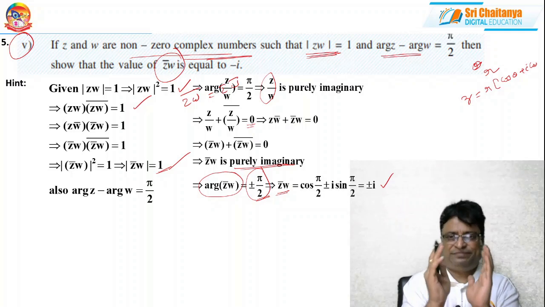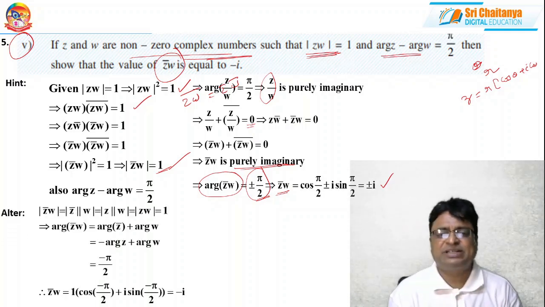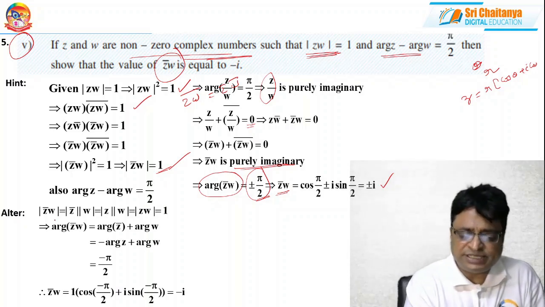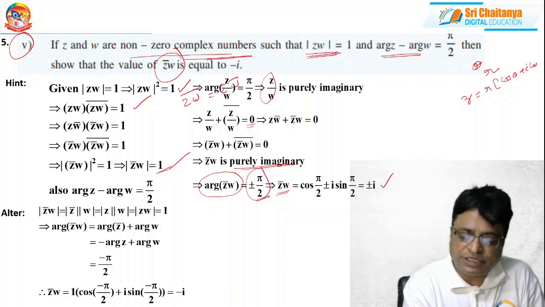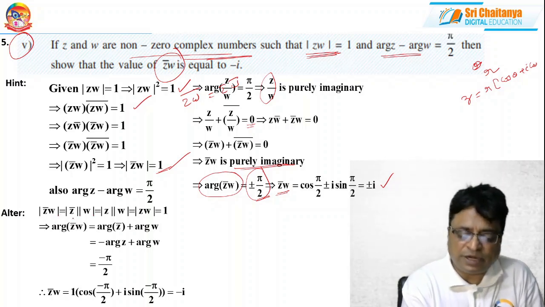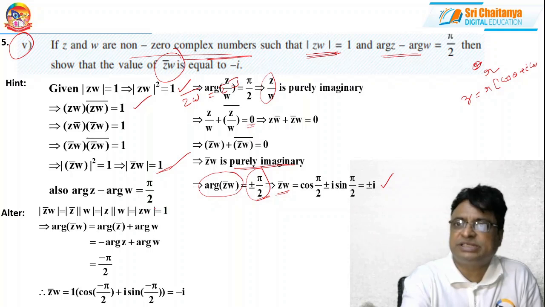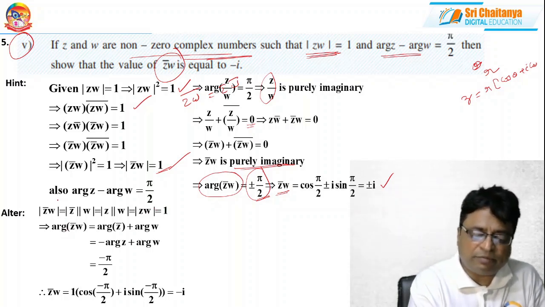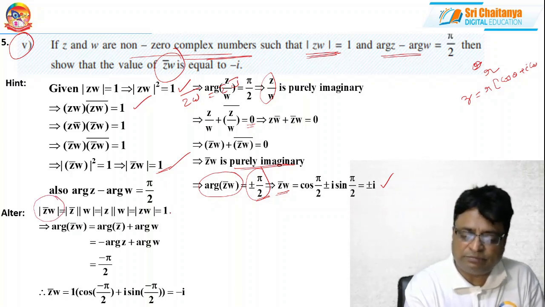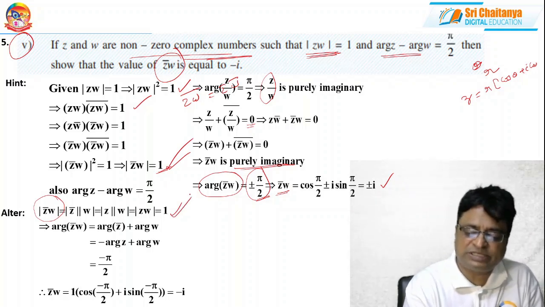This is one way. But another solution I am giving for you. Please try to understand. It is also similar. I can write mod Z bar W is equal to what? Mod Z bar into mod W. But mod Z bar is equal to mod Z. Mod Z into mod W is equal to mod ZW, which is equal to 1. That is given. So finally, I got modulus of Z bar W is equal to 1, just like in the first method.